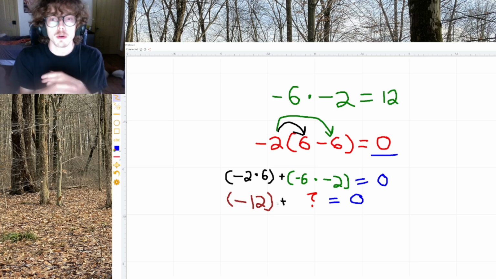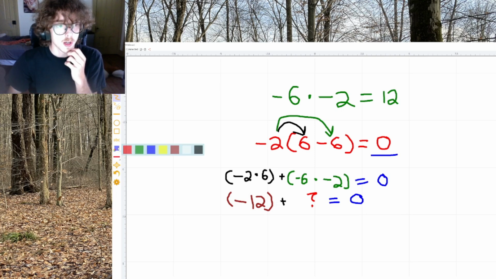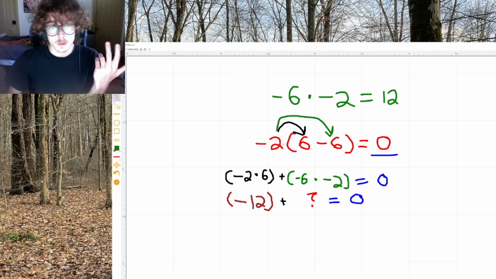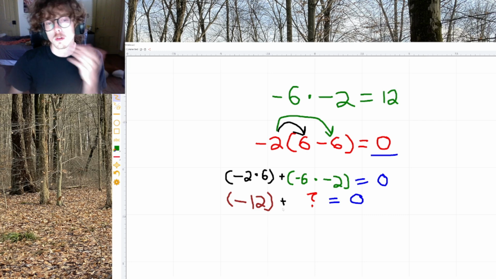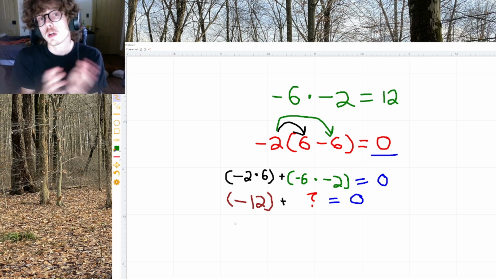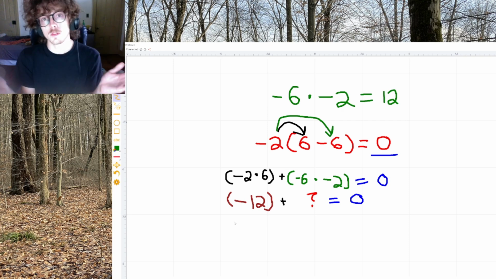So how can we go about solving this? Well, if you know algebra, you could just move it to the other side and the question mark would be equal to whatever that is. But let's say you don't know that. Well, let's think about it. If I owe $12 to the bank, how much do I have to owe to make my account balance 0? So I took out a loan for $12.